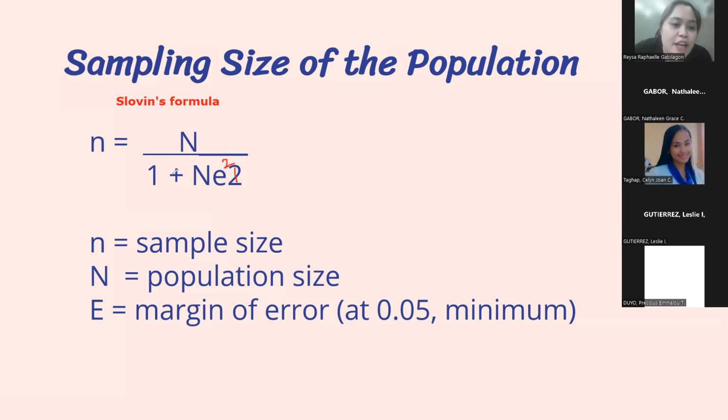E squared. So small letter n is your sample size. Your capital letter N is the population size. And letter E there is the margin of error. So that will be a minimum of 5%. Remember, this will just be a sample, so you will not be taking all the members of the population. Therefore, it will be good for us to leave room for error. We really expect that we will not get 100% correct data, but the minimum is just 5%.